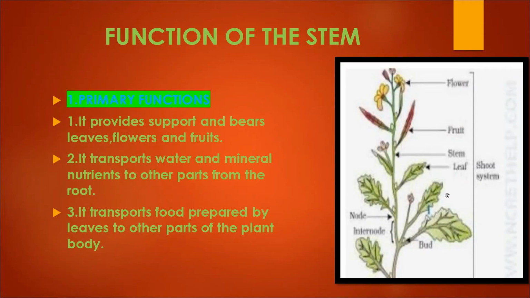Now the functions of the stem. They are classified into primary functions and secondary functions. Primary functions include providing support, bearing the leaves, flowers, fruits, etc. It transports water and minerals from the root to other parts of the plant. It also transports the food prepared by the leaves to other parts of the plant body.